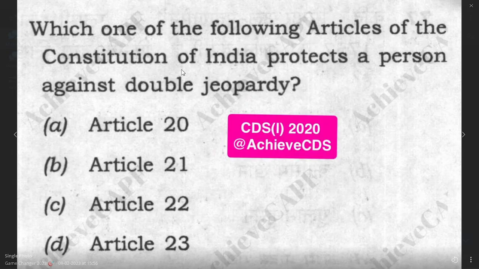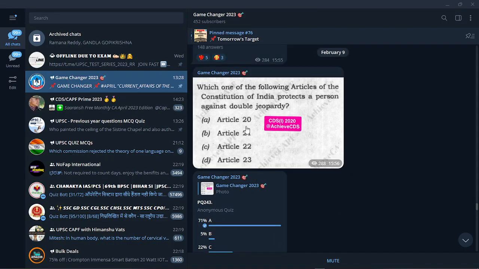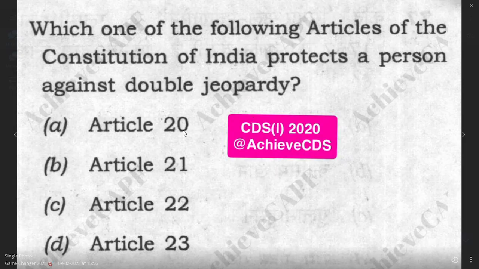Which of the following articles of the Constitution of India protects a person against double jeopardy? It's 22, right? Article 20. Double jeopardy, Article 20.